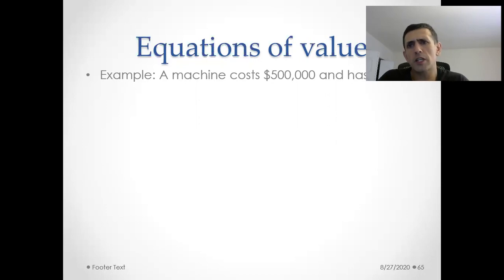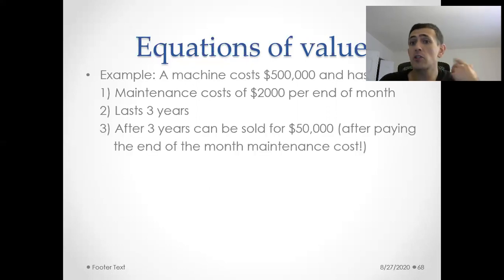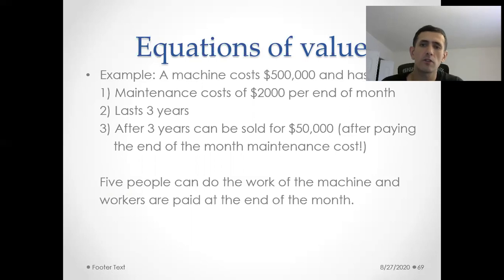So let's say a machine costs $500,000 and has maintenance costs associated to it at $2,000 per month at the end of each month. And it lasts 3 years and can be sold for $50,000 at the end of 3 years after paying this last maintenance cost. Now let's assume that 5 people can do the work of the machine and workers are paid at the end of each month.